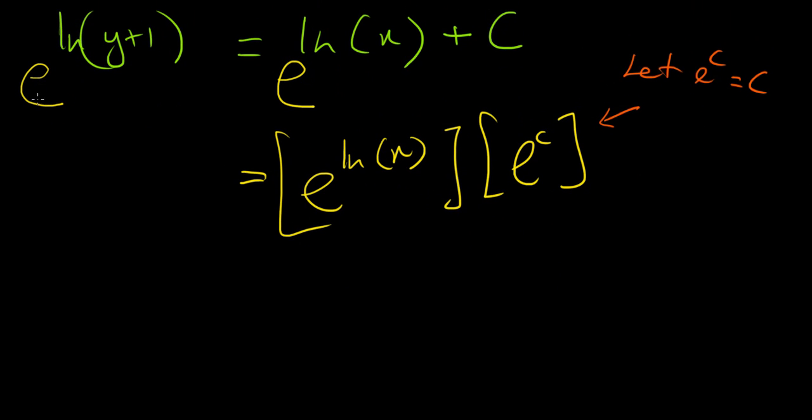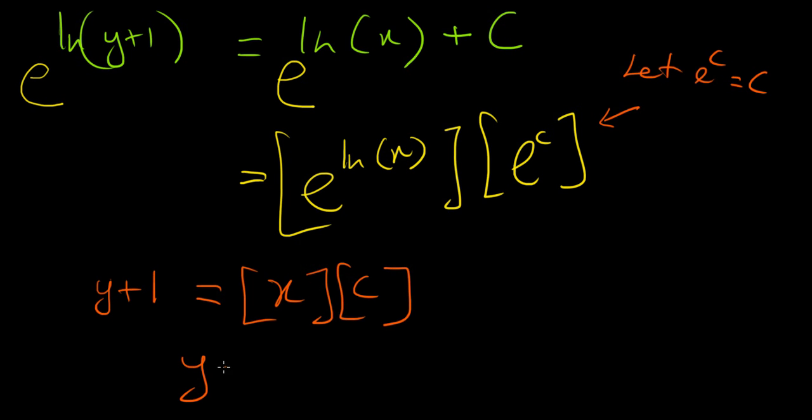Now this part here, if you cancel, you'll get y plus 1. And then this part here, when you cancel, you'll get x multiplied by a constant. So y will be equal to a constant times x minus 1. This would be the answer. Okay, let's quickly do the next question.